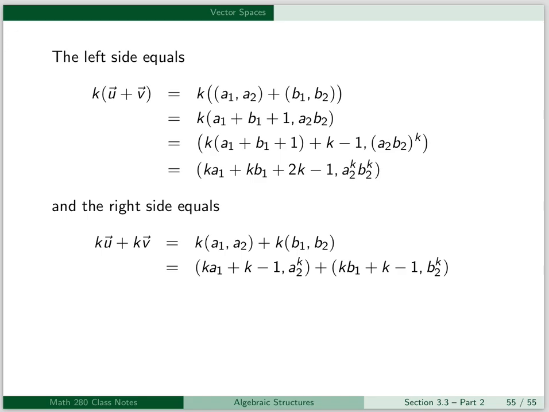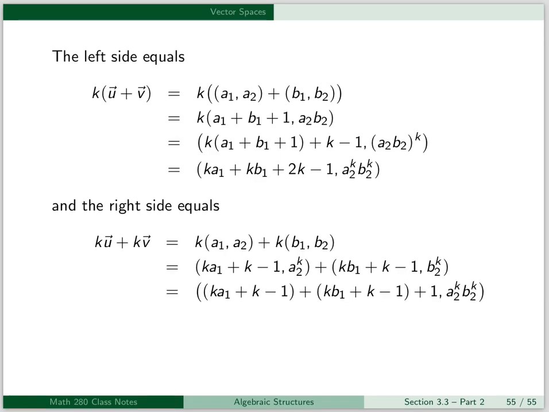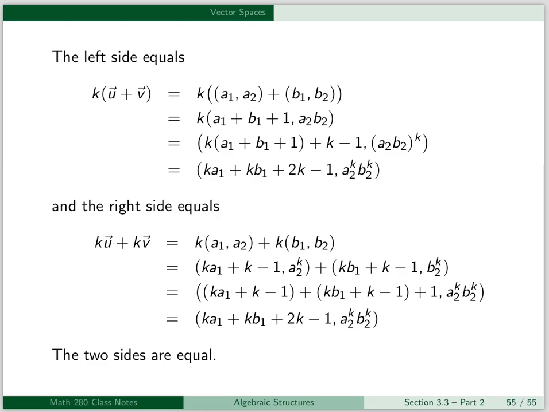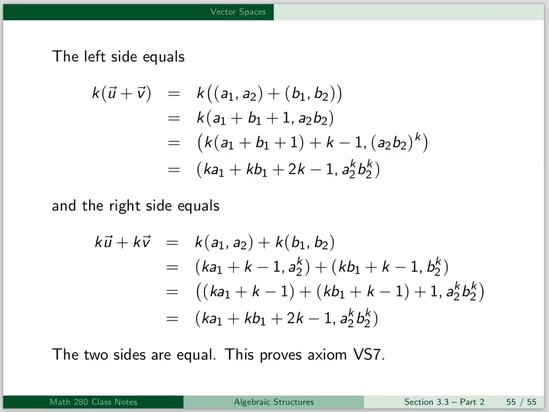Now we want to add these two vectors together. And when we do so, we obtain ka1 plus k minus 1 plus kb1 plus k minus 1 plus 1. And then in the second components, we multiply the two together, and we get a2 to the k times b2 to the k. And we can simplify the first component a little bit more, and this will be ka1 plus kb1 plus 2k minus 1, and the second component, we just leave it alone. And now comparing the two calculations, we can see that the two sides are equal, and this proves axiom VS7.